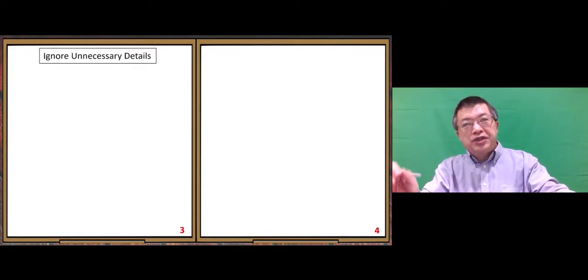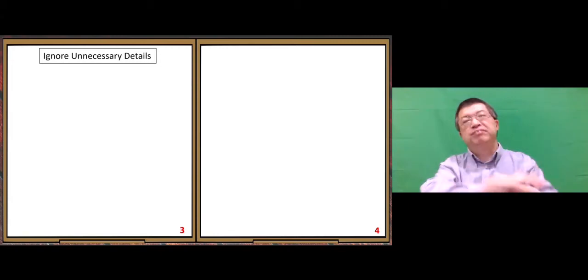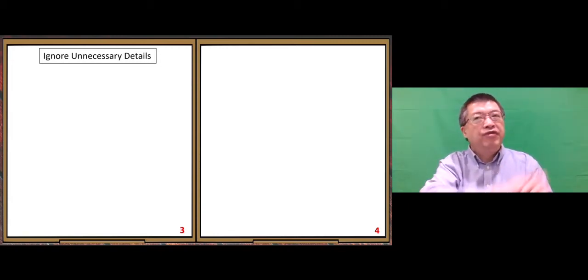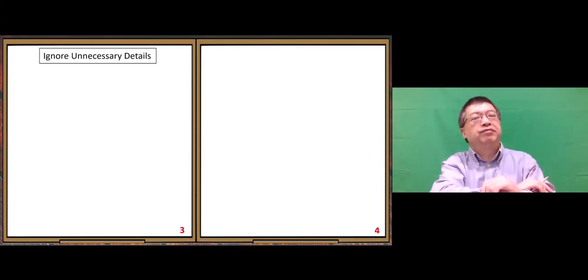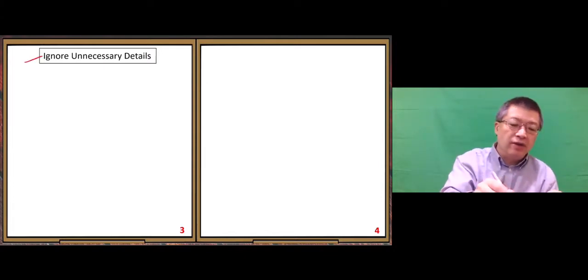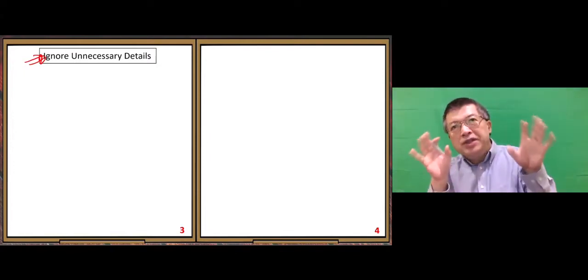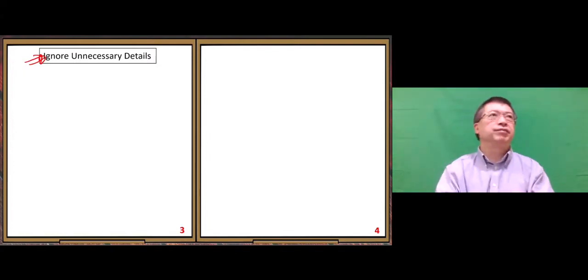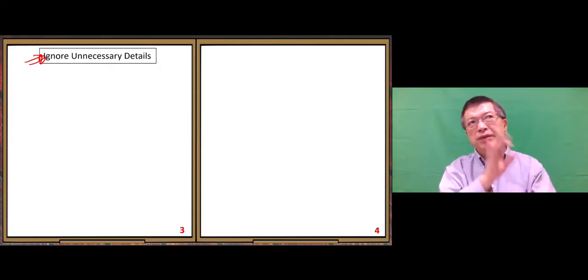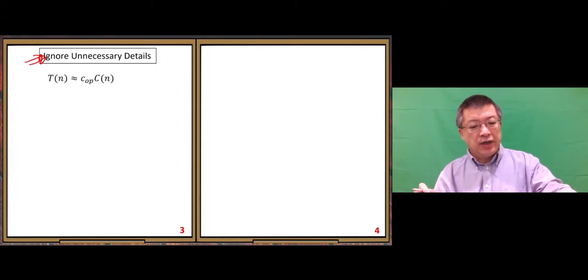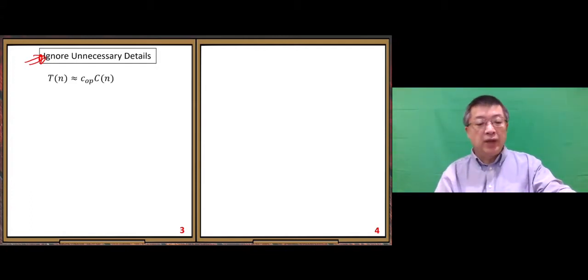Ignore unnecessary details. Here we talk about some principles. When we do theoretical analysis, we follow some principles. This is the first principle we need to follow: ignore unnecessary details. There are many details, but not that important, so we can ignore. So let's look at what kind of details we can ignore.